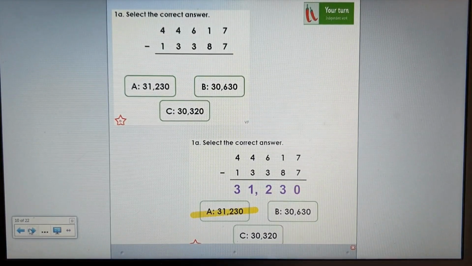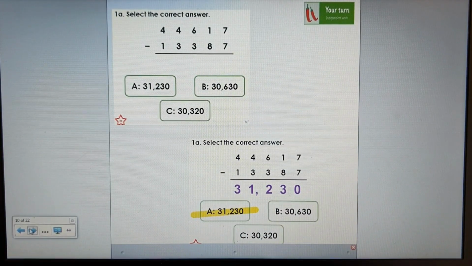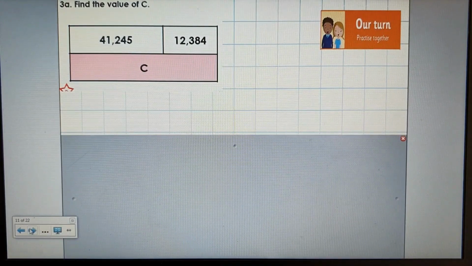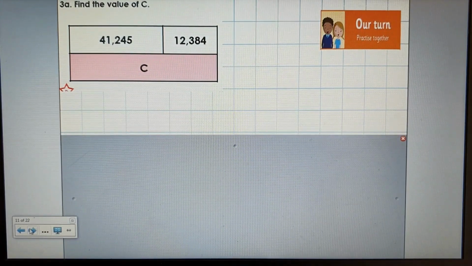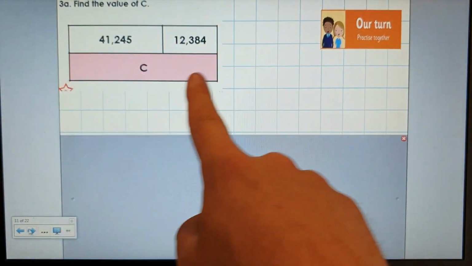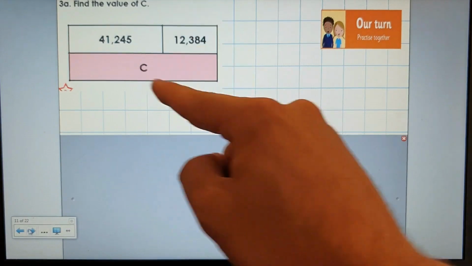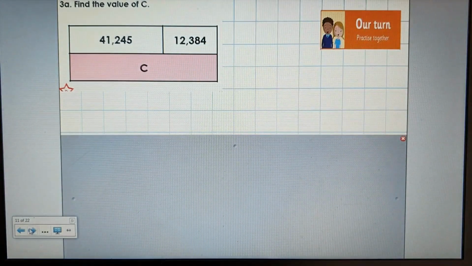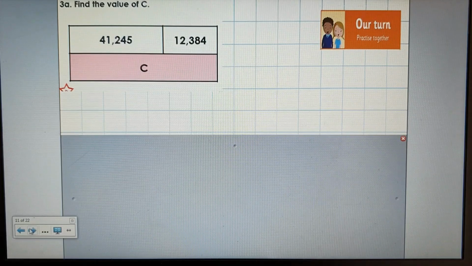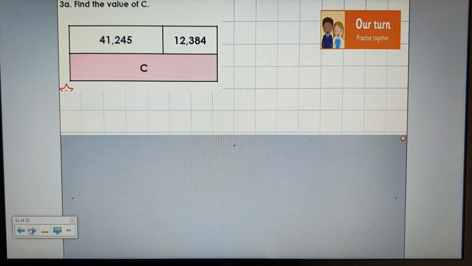Right, well done. We're going to move on to a question where we're going to work together again. So a bit of our turn. So the question says, find the value of C. Now, it's given me 2 amounts and this strange bit below. Now, we have seen this before, and it's simply a bar model. So these 2 amounts add up to this amount. Okay. So I think that we have to do some addition. Now, I'd like you to pause the video and have a go at this yourself. See what you come up with. And then unpause the video and have a look at what I do. Okay, so pause the video now.